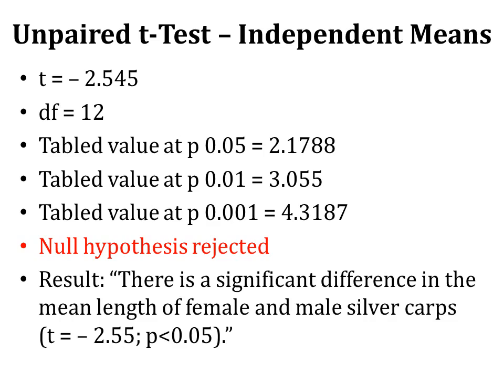So we are going to state our result, and the result is there is a significant difference in the mean length of female and male silver carps. The t-value is -2.55 and the probability is less than 0.05. So this is the result that we have. So you see, the t-test calculation is not a complex calculation, it is very simple.